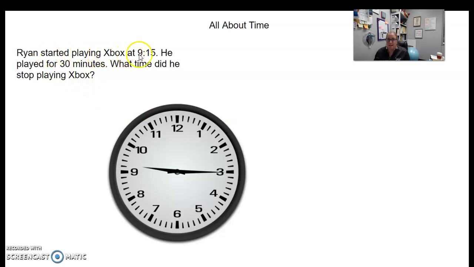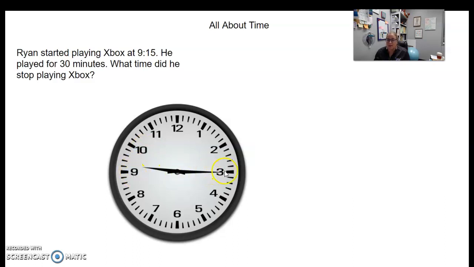Ryan started playing Xbox at 9:15. He played for 30 minutes. What time did he stop playing Xbox? Well, my clock shows me 9:15. My hour hand is pointing between 9 and 10. Remember, the hour hand moves really slowly, but it's still moving. Okay, so it's between 9 and 10, so it tells me it's at 9.